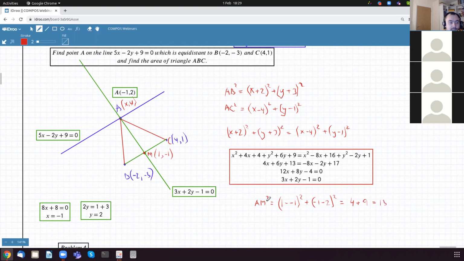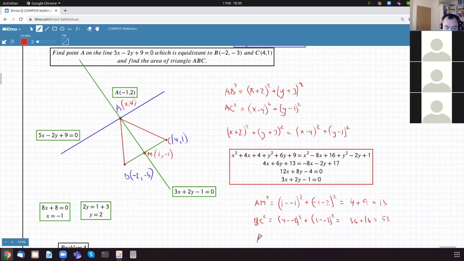Which is 13, and BC squared is 4 minus 2, 4 minus 2 squared plus 1 minus 3, 1 minus 3 squared, which gives us 6 squared, 36, plus 4 squared, 16, which is 52. Because it's a square, 52.